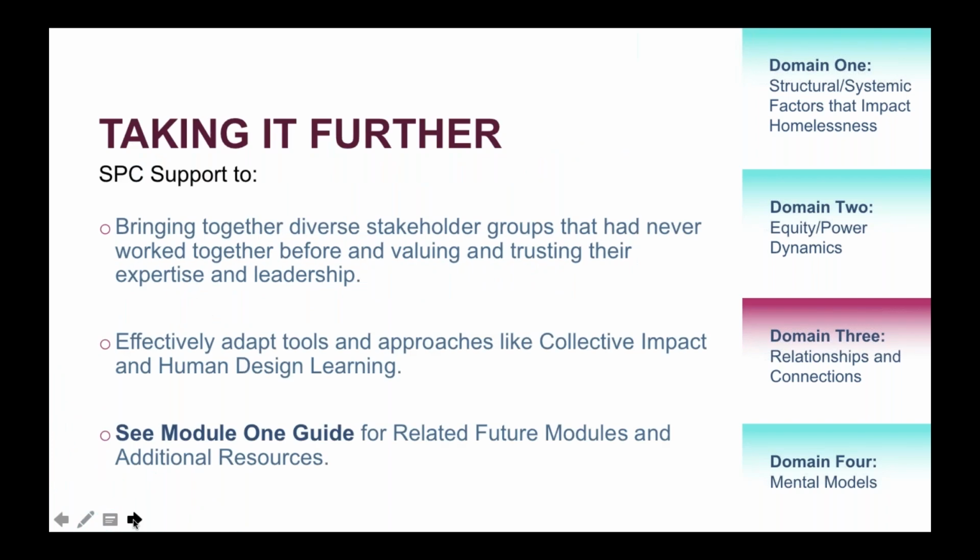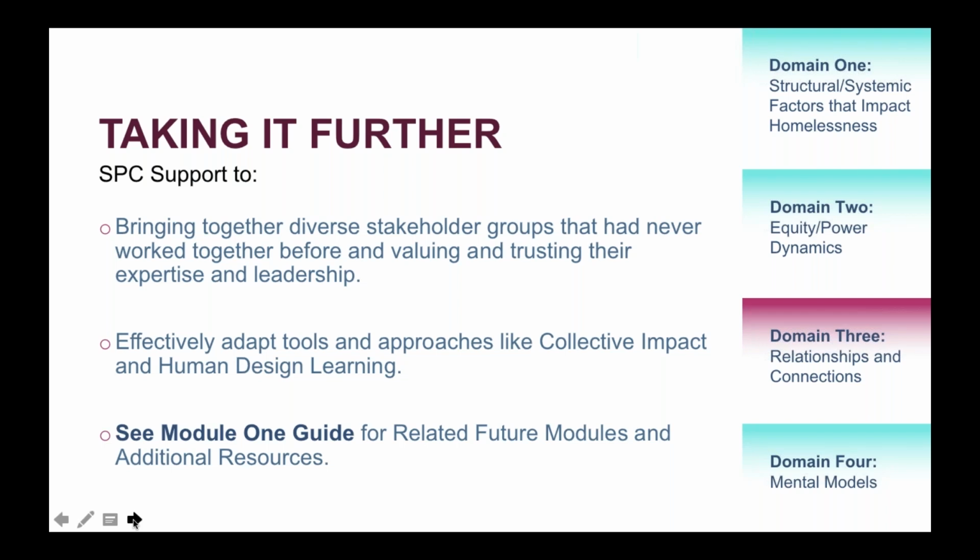So we'll explore more on the topic of change management in the future modules, and especially tools on how to manage that change, and also drawing upon real world examples from communities that have had to navigate and weather difficult transitions and conversations. The SPC will be offering additional supports to help bring together diverse stakeholder groups that may have never worked together before.